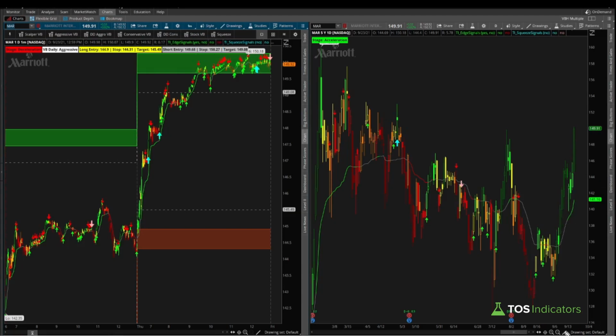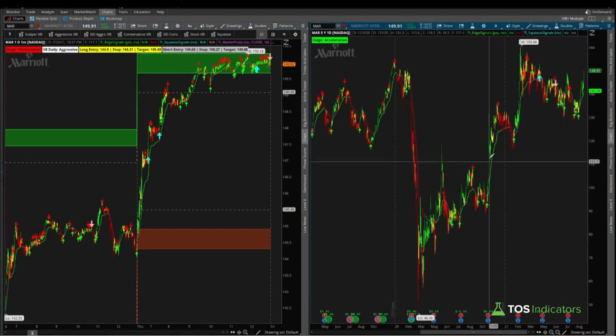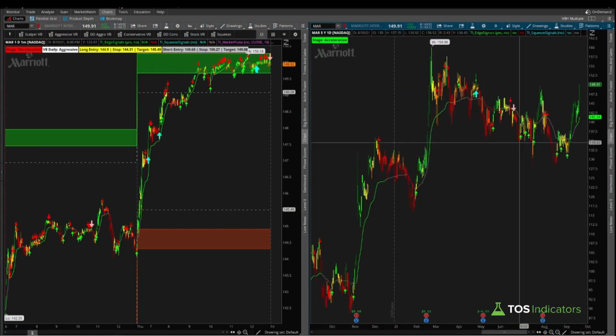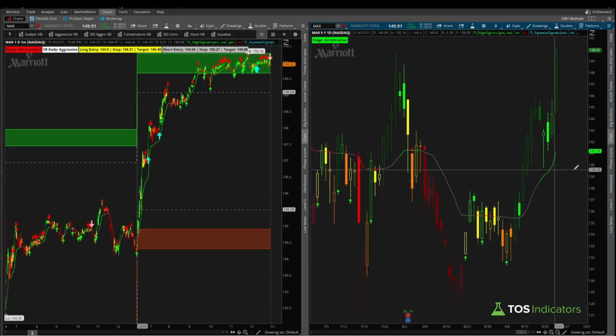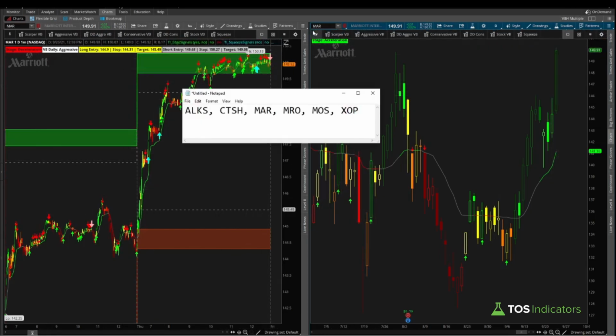In Marriott's case here, if I zoom out, what you should notice is we don't have any oversold signals. However, the market pulse right here, the variable moving average, has just turned bullish, which is our one other bullish sign off of the daily time frame. So Marriott as well, a break above 150.27 is what would trigger us into this. Now keep coming on down the line here.